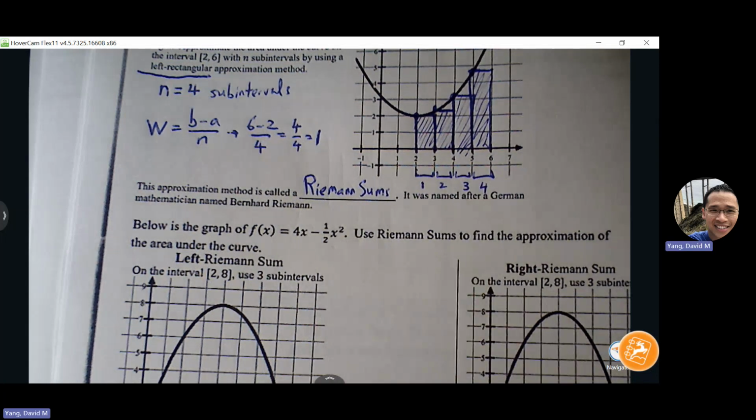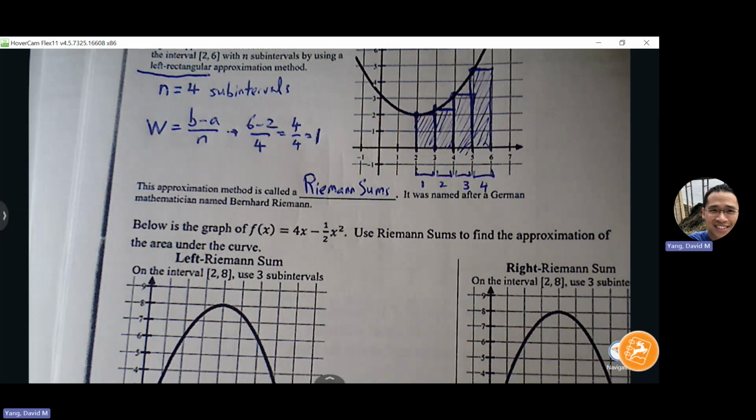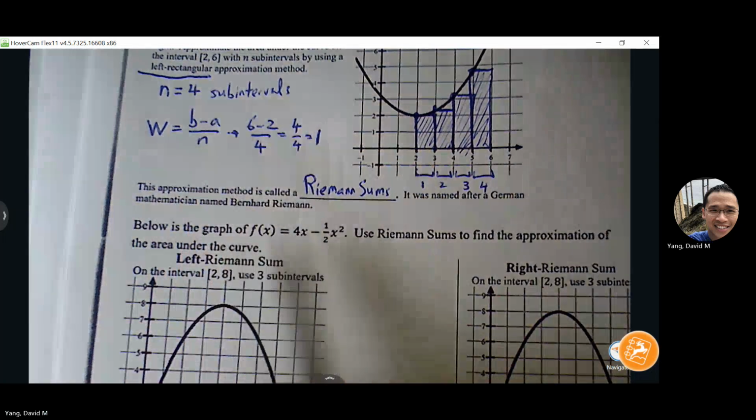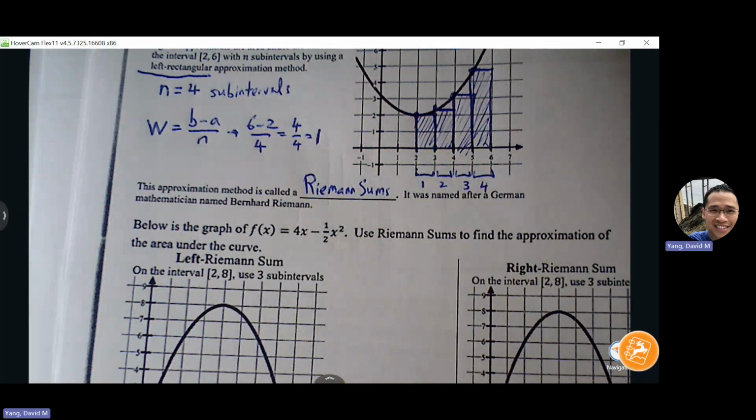Okay, so below is the graph of 4x minus 1/2 x squared. Use Riemann sums to find the approximation of the area under the curve. We're going to do left Riemann sum, which is the same thing as left rectangular approximation method. And then we'll do right Riemann sums, and we'll do midpoint and we'll do trapezoid, so you can see all the variations.